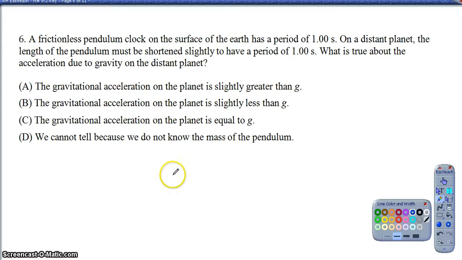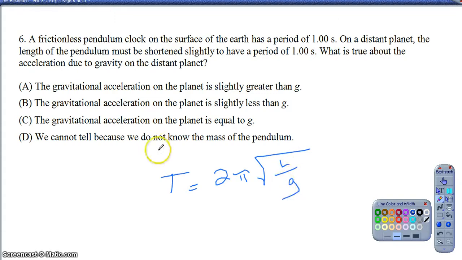Okay, so question 6 is a nice one for just kind of breaking up the equation for the period of a pendulum, right? So the period of a pendulum, 2 pi times the square root of L over g, right? And in this case, they tell us that the period is staying the same, right? The period is staying constant. So on Earth, it has a period of 1 second. On the other planet, it also has a period of 1 second. So again, the period number here stays constant.